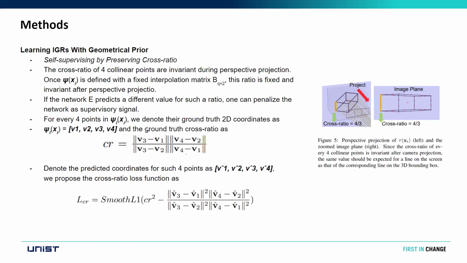So with this in mind, they proposed this loss, the cross ratio loss. Given the bounding box, they first calculate the ground truth cross ratio, and then after the prediction, when the model predicts these 4 points, let's say for this edge, you can use this L1 loss to penalize if any points are not correct. So this loss can help for self-supervising.